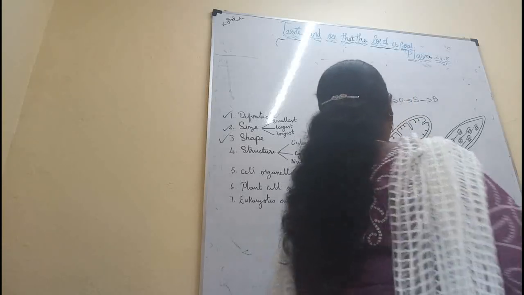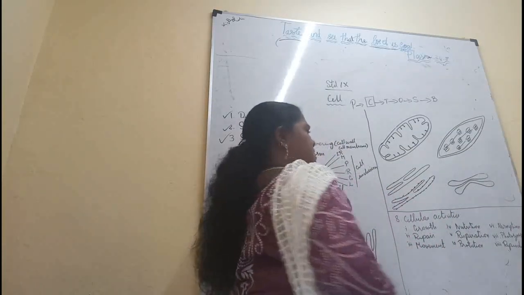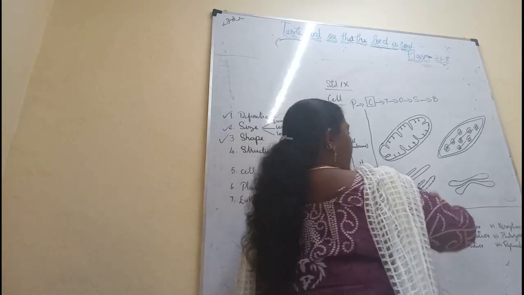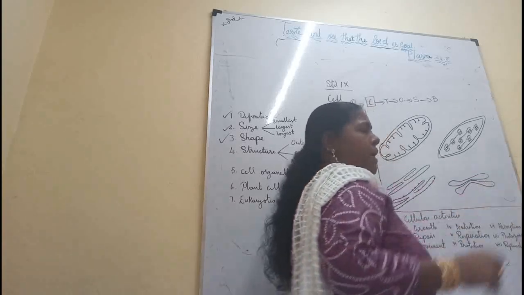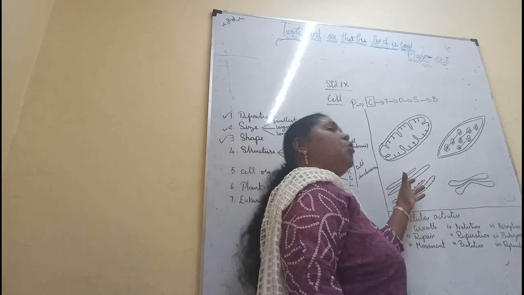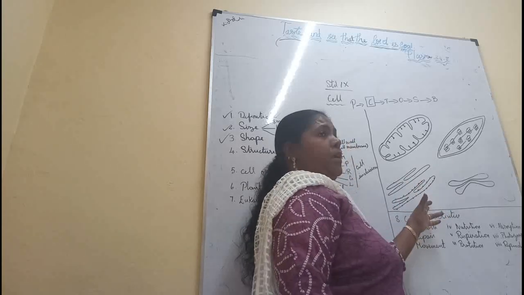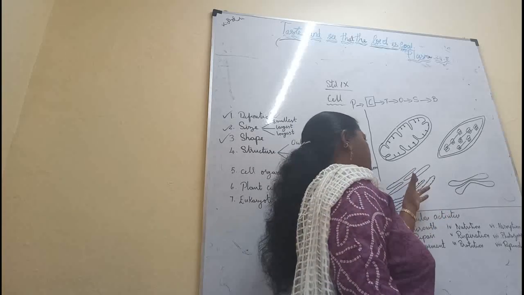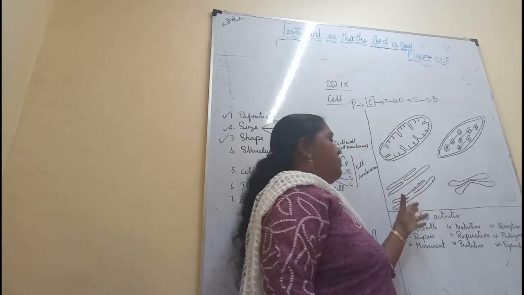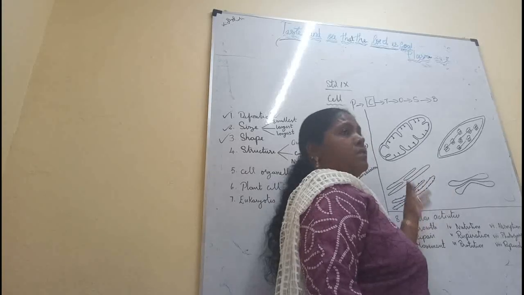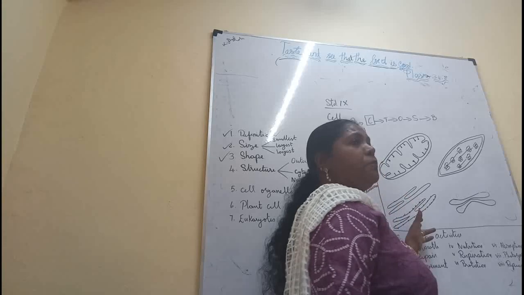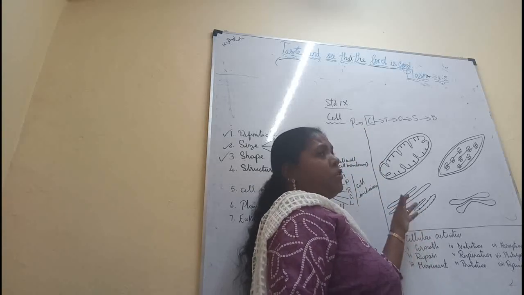Cell organelles. Endoplasmic reticulum is a framework in the cell, and it helps to move materials in the cytoplasm itself. The endoplasmic reticulum is of two types: smooth endoplasmic reticulum and rough endoplasmic reticulum. In the smooth endoplasmic reticulum, the surface is smooth. In the rough endoplasmic reticulum, the surface is rough because of the presence of ribosomes. So these are the two types of endoplasmic reticulum.